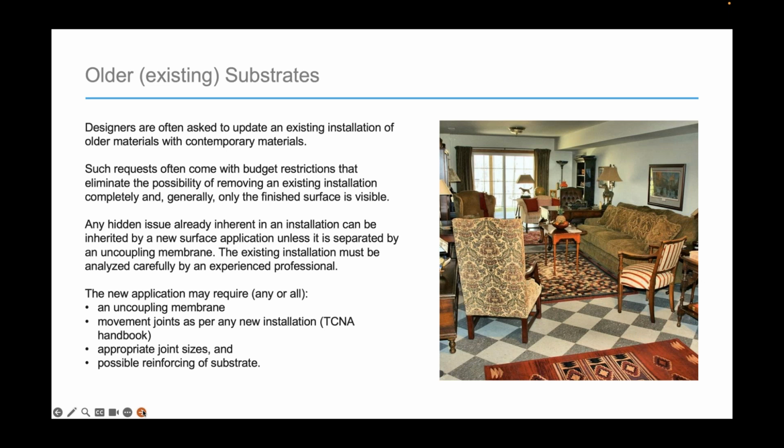Any hidden issue already inherent in an installation can be inherited by a new surface application unless it is separated by an uncoupling membrane. The existing installation must be analyzed carefully by an experienced professional. The new application may require any or all of an uncoupling membrane, movement joints, as per any new installation, refer to the TCNA handbook, appropriate joint sizes, and possible reinforcing of the substrate.